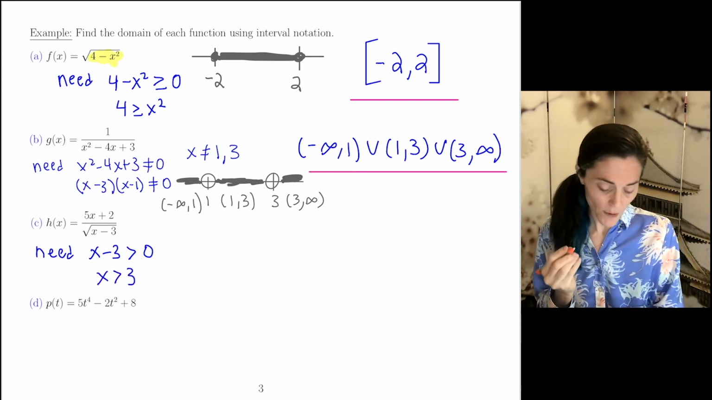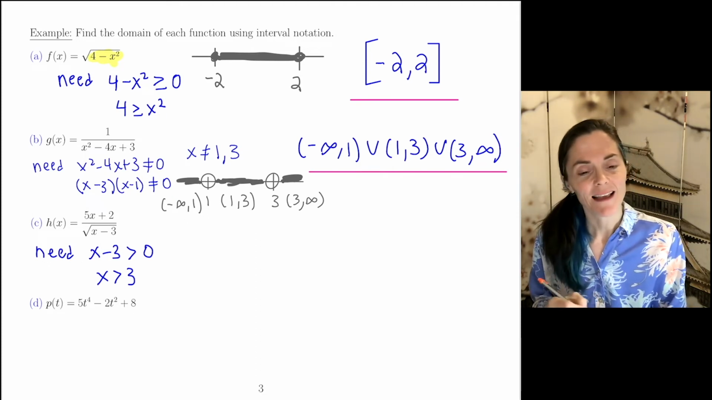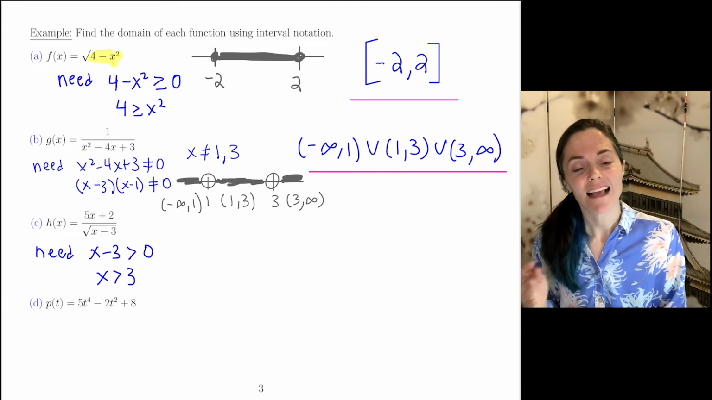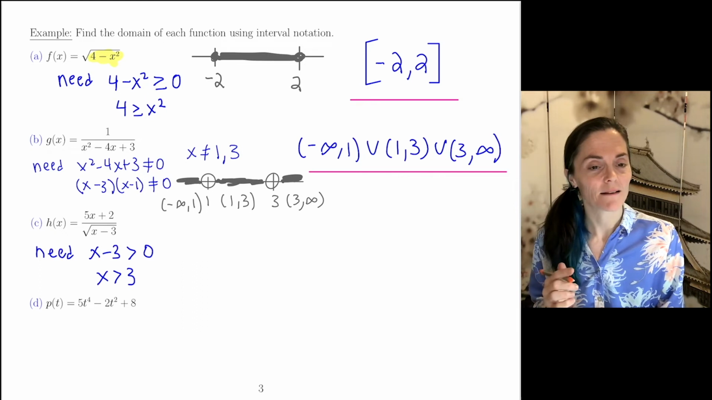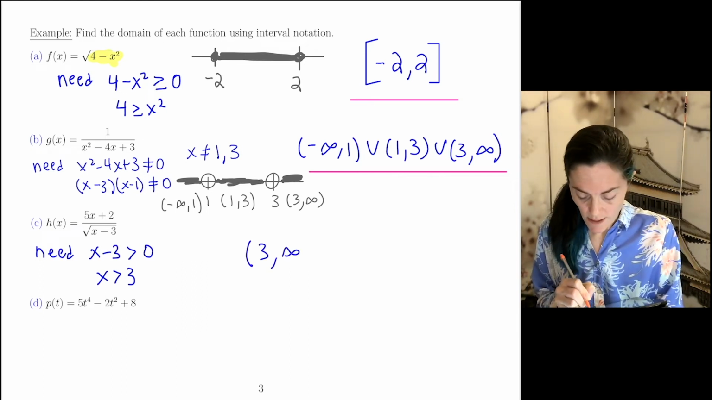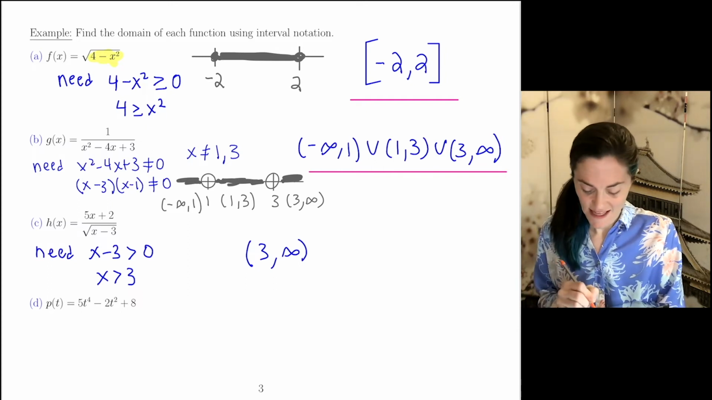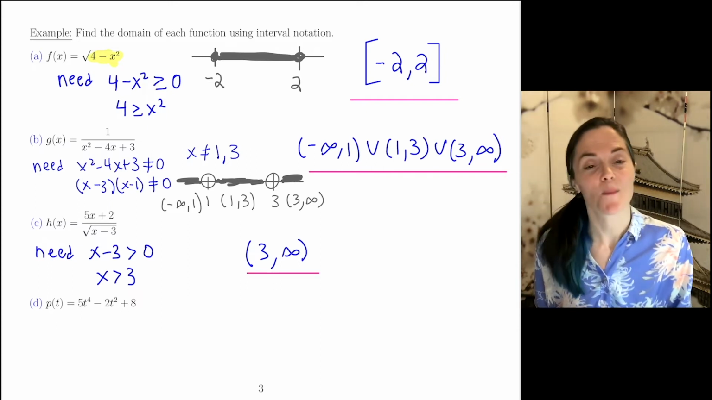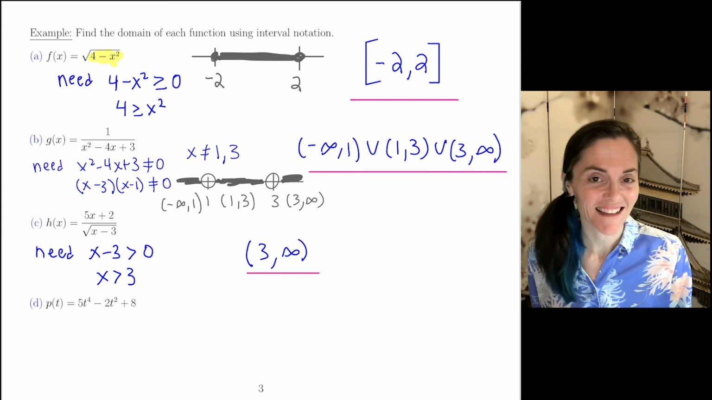X bigger than 3. Well, this one, even though it looked more involved, I think is a little less involved than letter B. So this is just 3 to infinity. This open interval is the domain for letter C, h of x.